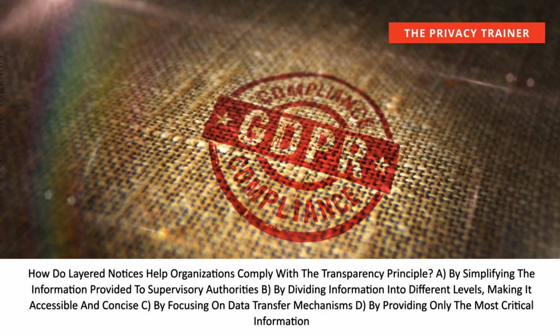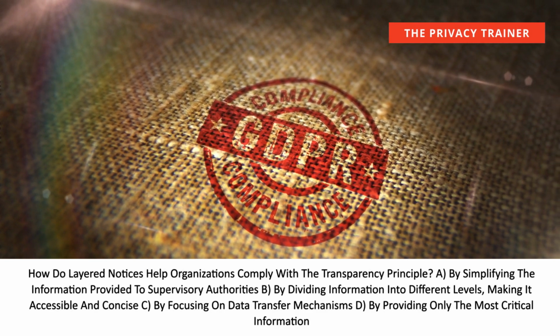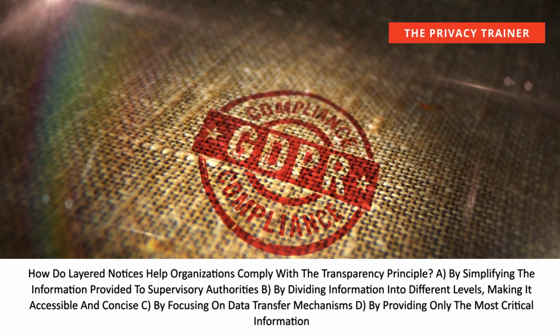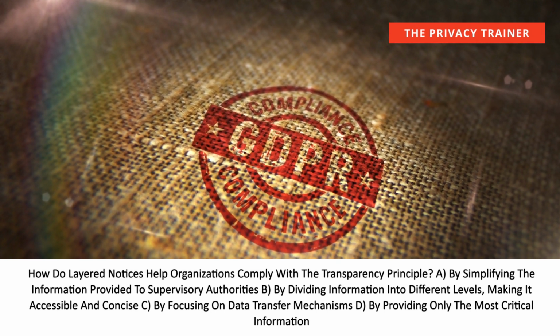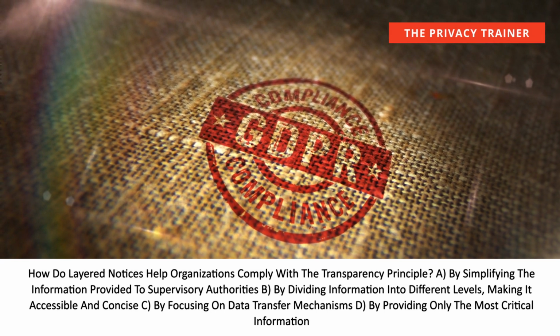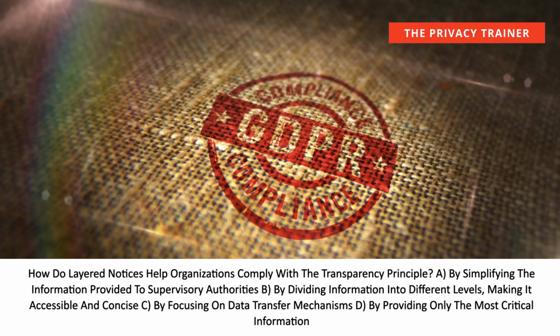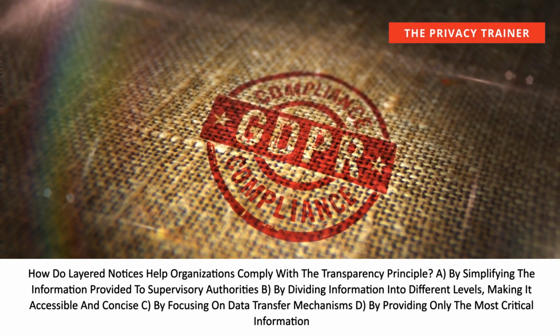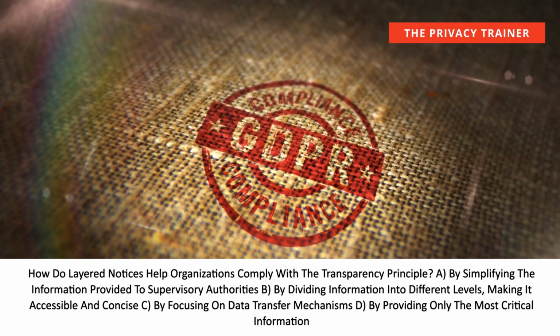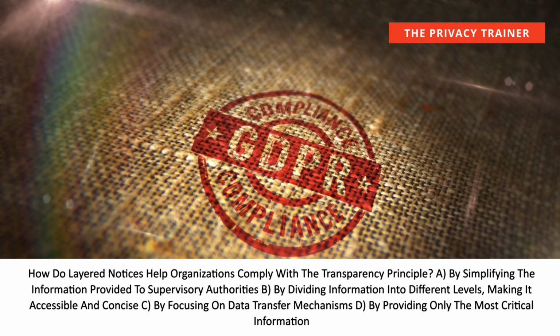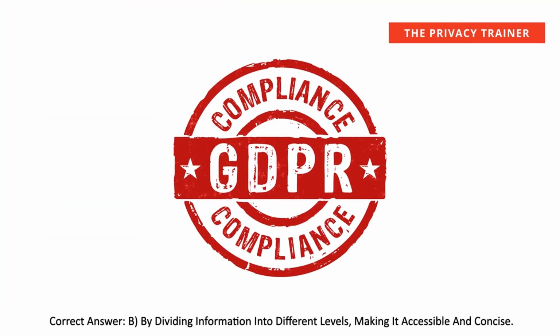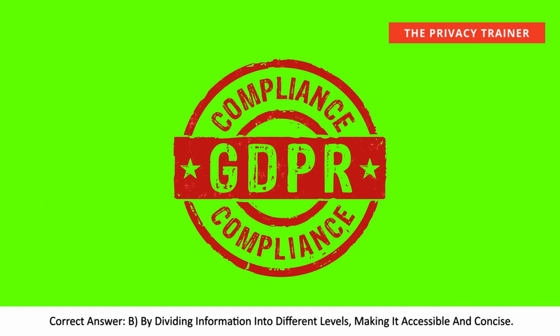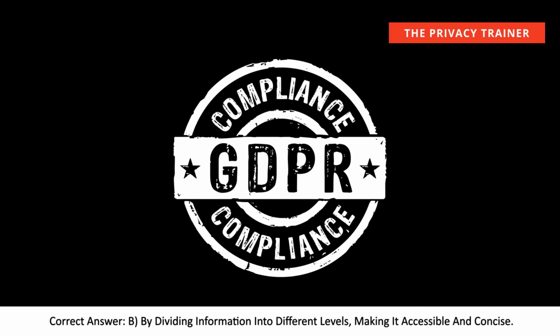How do layered notices help organizations comply with the transparency principle? A. By simplifying the information provided to supervisory authorities. B. By dividing information into different levels, making it accessible and concise. C. By focusing on data transfer mechanisms. D. By providing only the most critical information. Correct answer: B. By dividing information into different levels, making it accessible and concise.